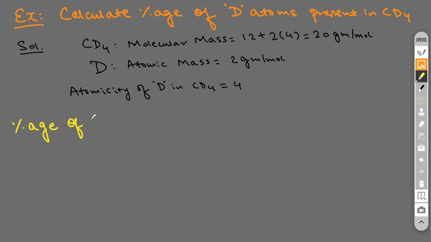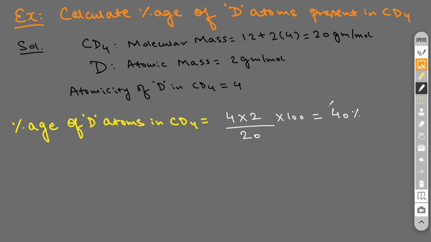We'll write the formula. Percentage of D atoms in CD4 will be equal to atomicity, which is 4, multiplied by atomic mass, which is 2, divided by molecular mass of CD4, 20, multiplied by 100. On solving, it will come out to be 40%. So this is the answer. Now we'll check if this is correct or not. So this compound here, CD4, is composed of carbon and deuterium atoms.